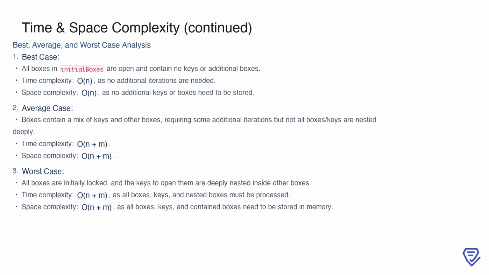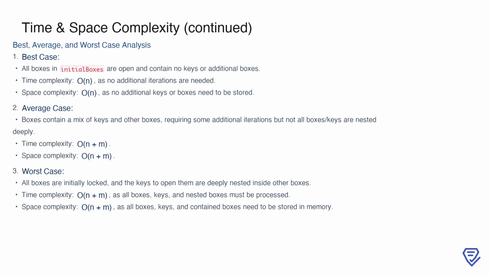When analyzing the best, average, and worst cases, we observe that the time and space complexity remain consistent at O(n + m) in most scenarios. In the best case, all the initial boxes are already open, and there are no keys or nested boxes to process further. Here, the time complexity reduces to O(n), because we only process the initial boxes, and the space complexity remains O(n), since we don't need to store any additional keys or boxes.